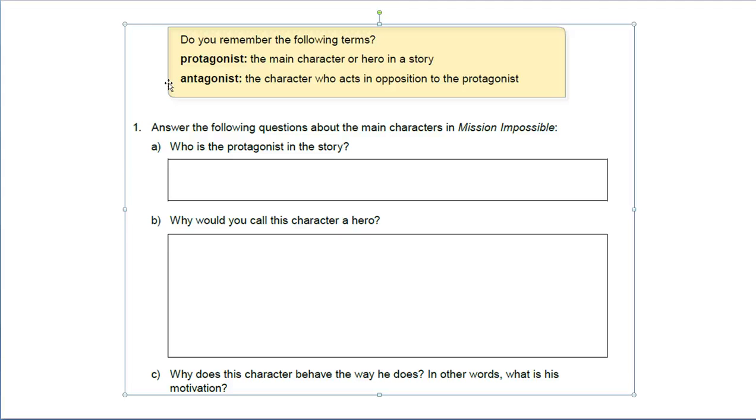Okay, you could probably think about that in video games as well. You would know that there is a main character who is usually you, and then the antagonists are the people who are against you, or the main character you're trying to defeat.